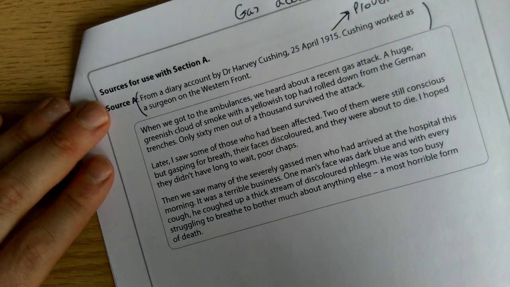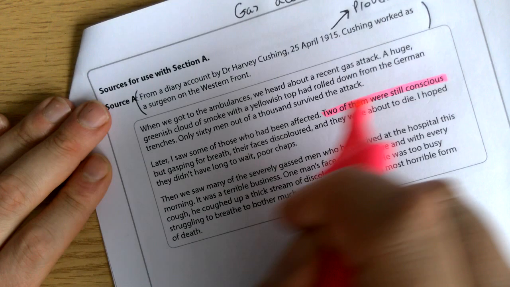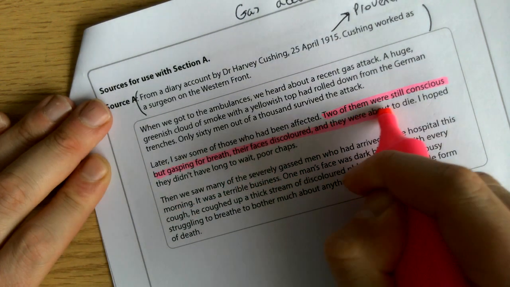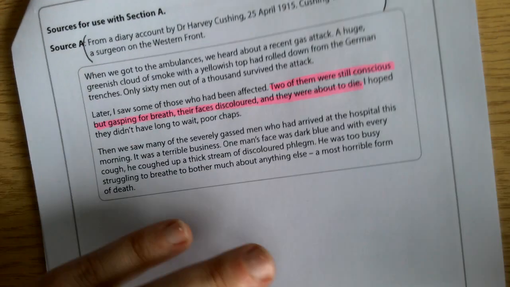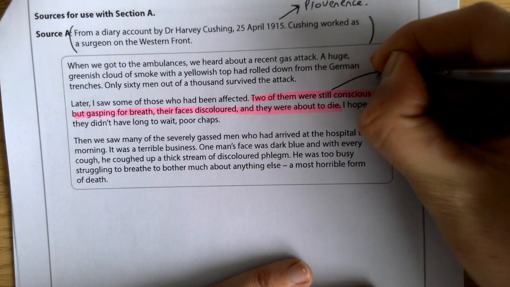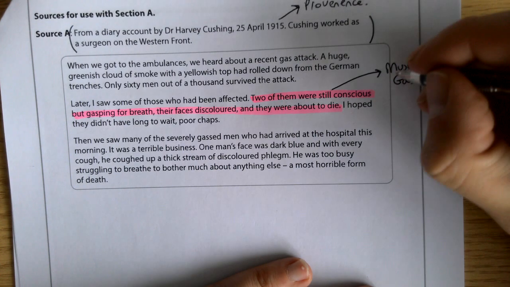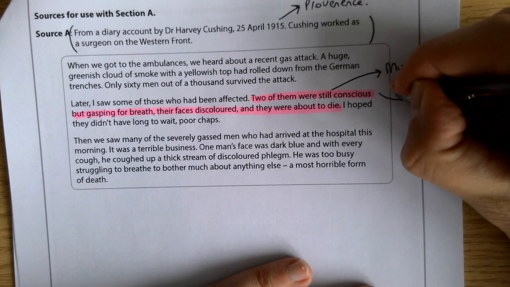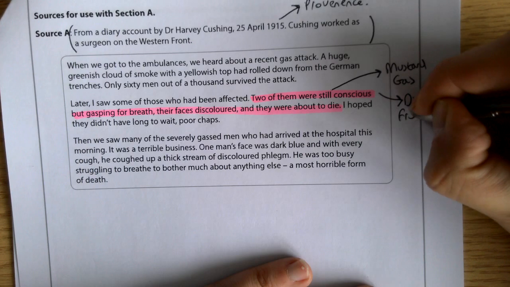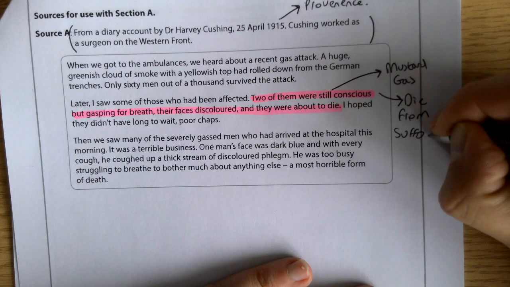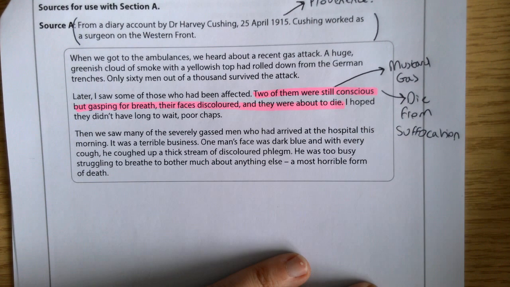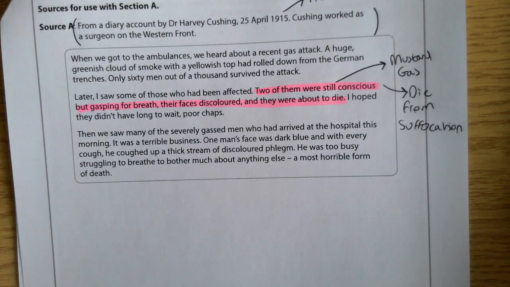So the things I might pick out: 2 of them were still conscious but gasping for breath, their faces discoloured, they were about to die. Because when we talk about this, the bit of extra knowledge I know is that they used something called mustard gas. And you would die from suffocation because it was destroying the lungs of these soldiers. So it would destroy the lungs, which means they can't get oxygen into the body effectively. So a lot of them died from suffocation. Mustard gas was one of the gases used during these attacks.